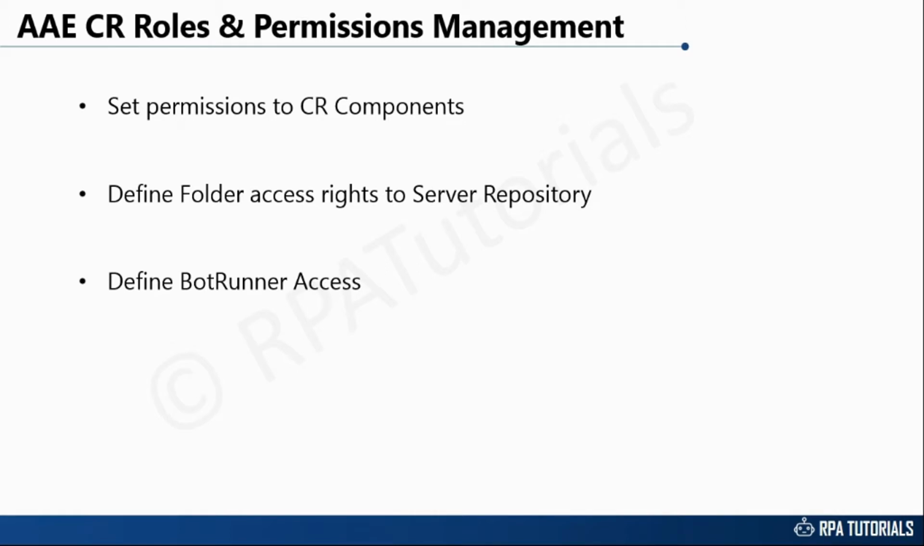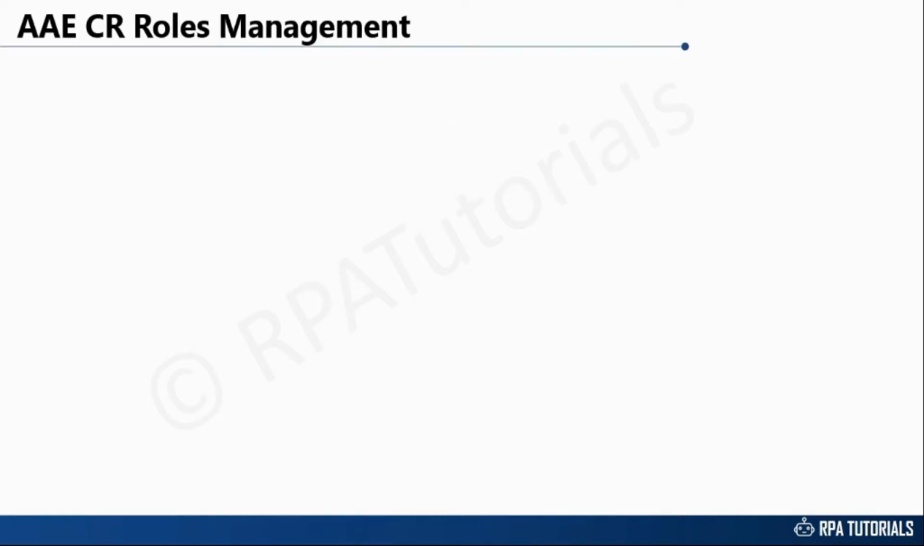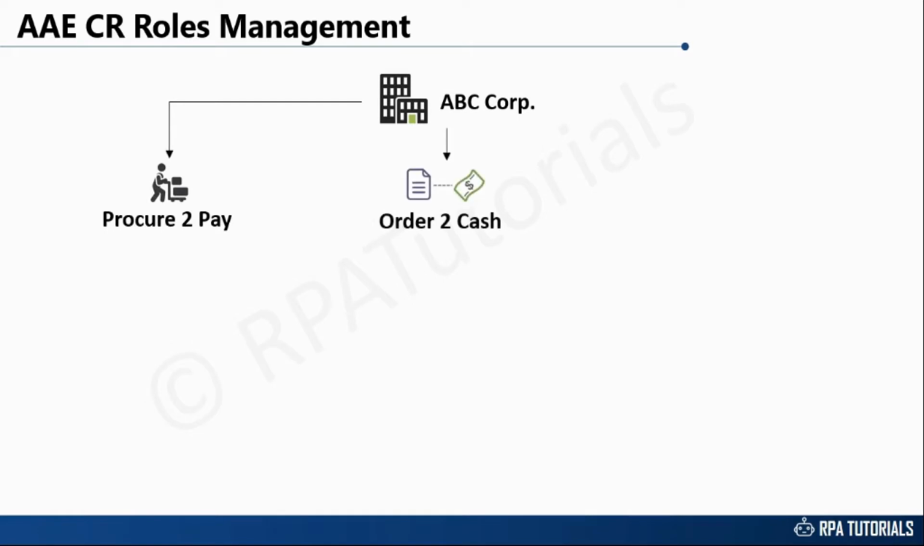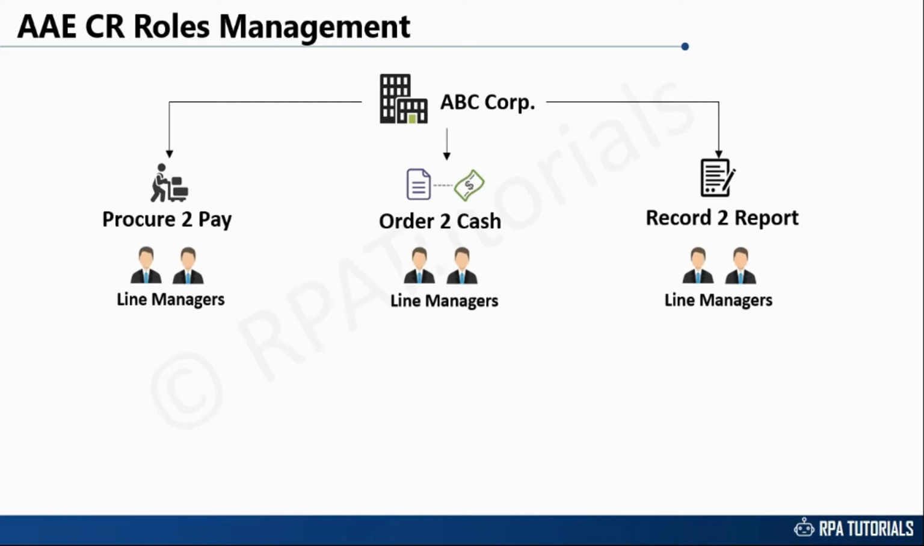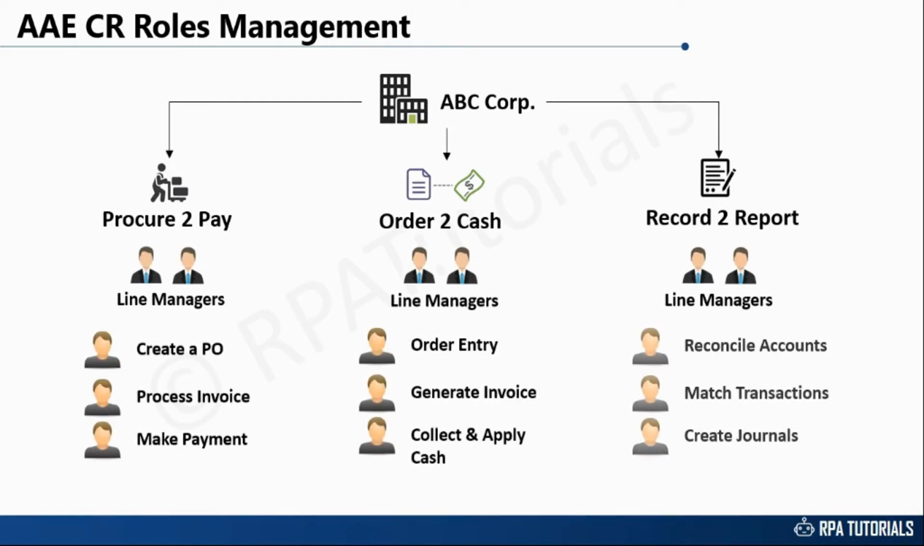To better understand how you can leverage control room roles and permissions feature to suit your RPA deployment, let's take an example of ABC Corporation. Let us say ABC Corp has 3 business-enabling functional areas: procure to pay, order to cash, and record to report. For each of these functions, we will have few line managers and process-level associates who will carry out repetitive work such as creating a purchase order, making order entries, creating journals, etc. These repetitive rule-based processes are best candidates to be automated.